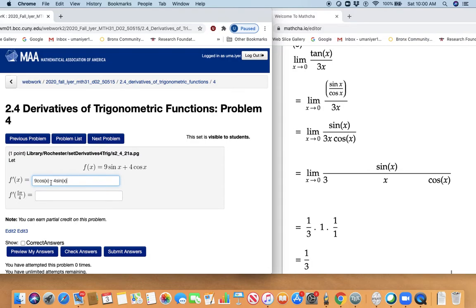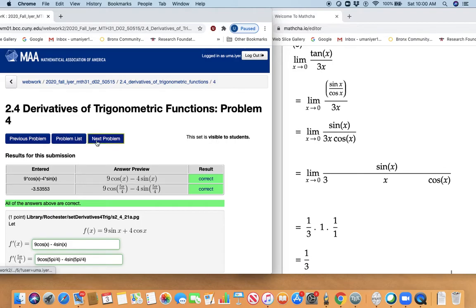Now I want to evaluate all this at 5 pi over 4. So all I do is replace the x by 5 pi over 4.